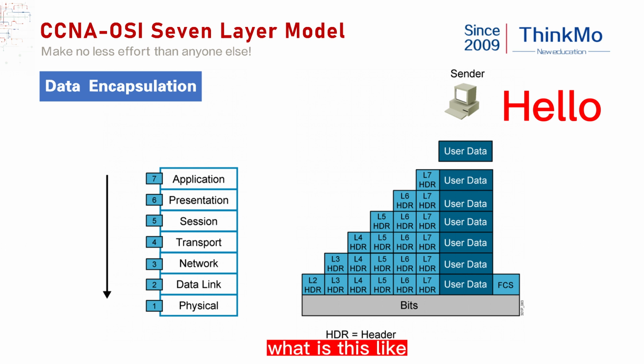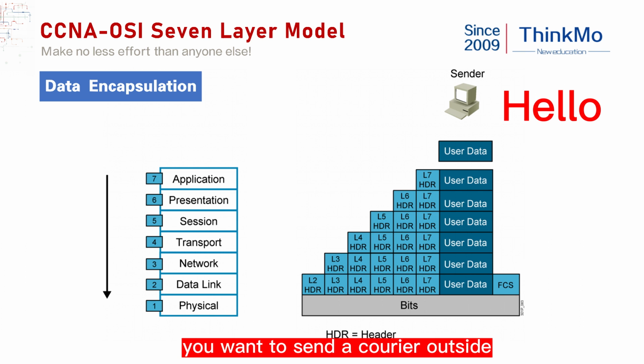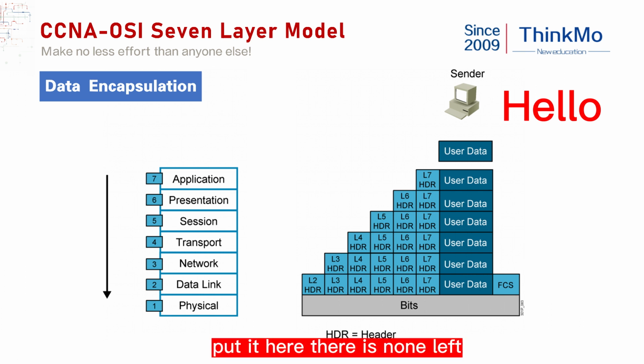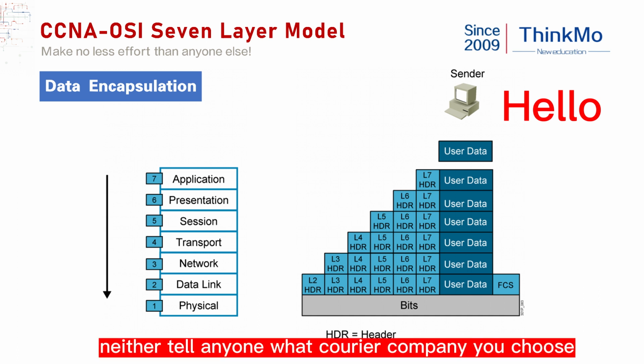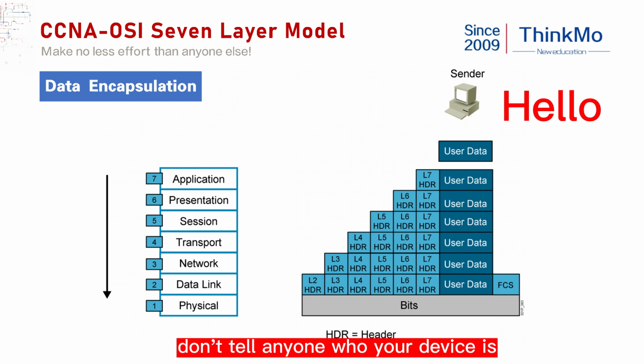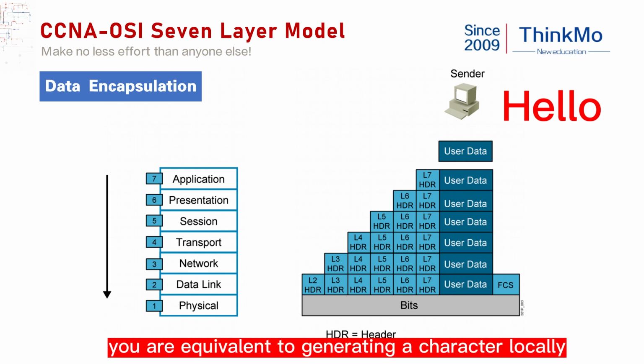What is this like? You want to send a courier outside. You've packed it now, you took a piece of tape and wrapped it around, and that's all. You neither tell anyone what courier company you choose, nor who your device is, nor where you send the courier. Then you can't send this data. Can you understand? You are equivalent to generating a character locally.